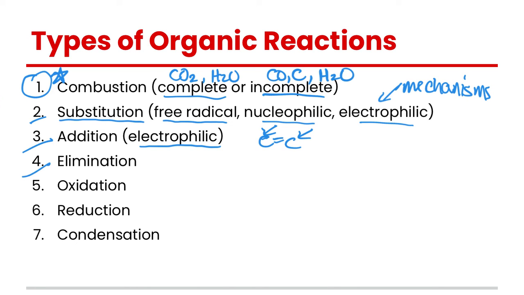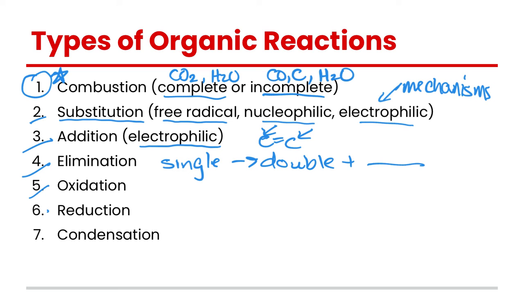The next type, elimination. This is basically the opposite of addition. Instead of adding something across a double bond, we're taking something away across a bond, and it results in a double bond. So we're going from something that's single bonded, and we'll produce something that's double bonded, plus whatever we're taking away. Essentially the opposite of what an addition reaction is.